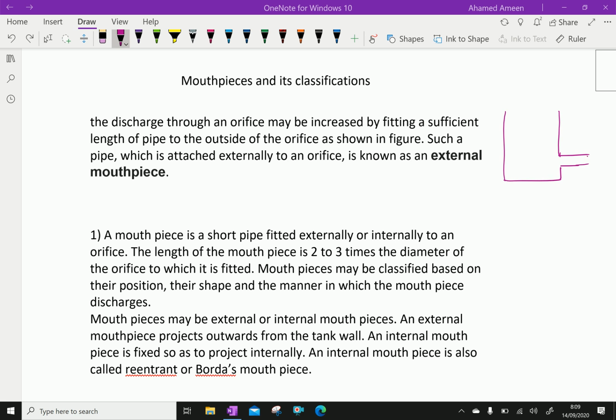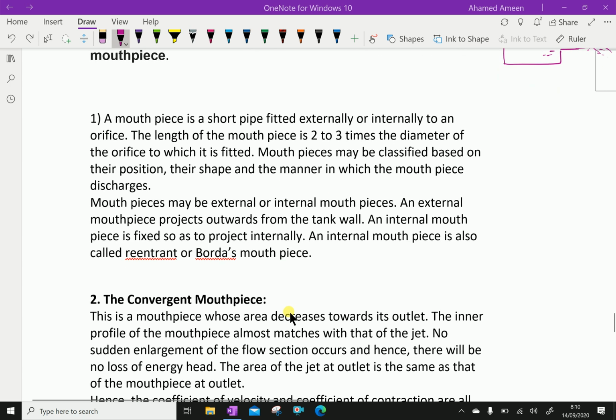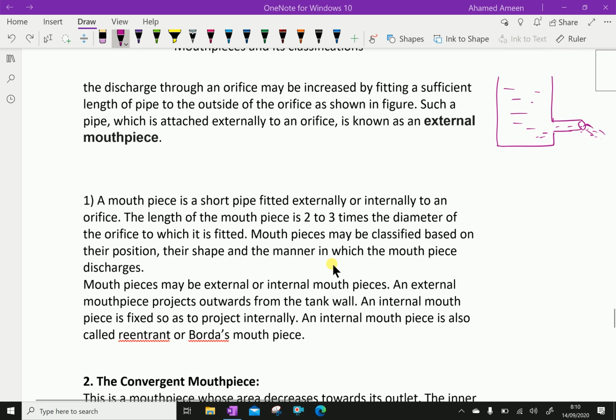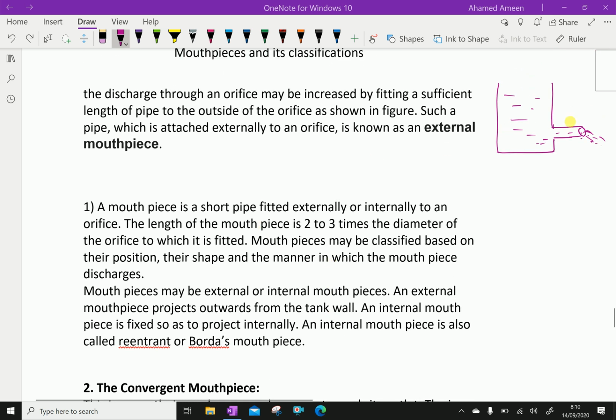Here, this is a mouthpiece, this external mouthpiece. Next, a mouthpiece is a short pipe fitted externally or internally to an orifice. The length of the mouthpiece is 2 to 3 times the diameter of the orifice to which it is fitted. That means this length is 2 to 3 times the diameter of the mouthpiece.